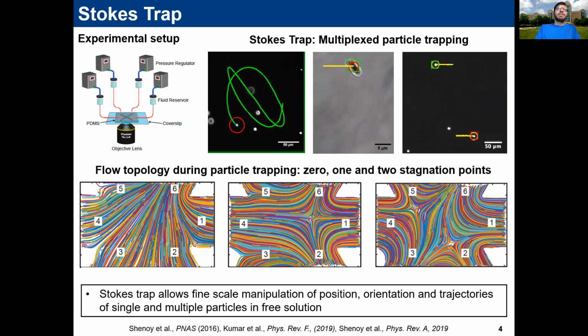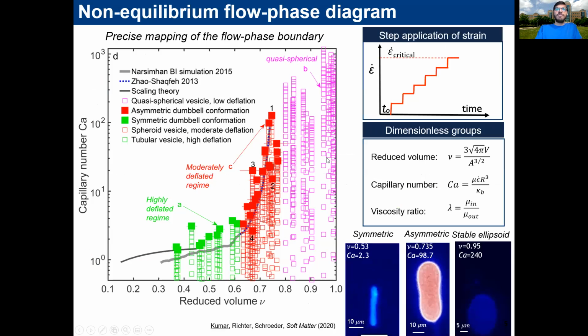Now, in my experiments, I will use the Stokes trap to trap a single lipid vesicle and observe its dynamics for long times. So recently, we used the Stokes trap to study the non-equilibrium flow phase diagram of lipid vesicles in flow as a function of reduced volume and the capillary number. So for these experiments, I trap a single vesicle at 0 flow using the Stokes trap. Then I slightly change the flow and observe if the vesicle is changing its shape or not.